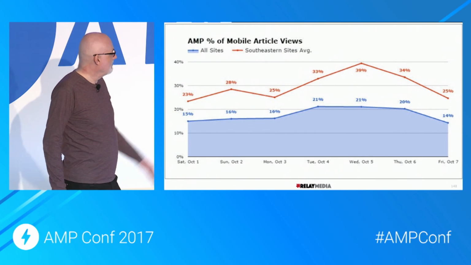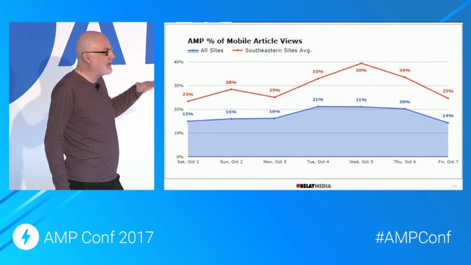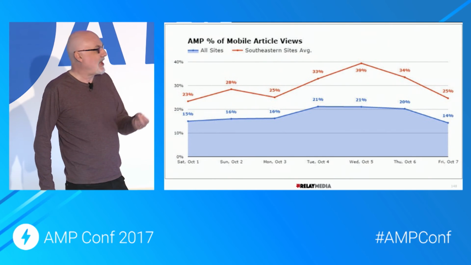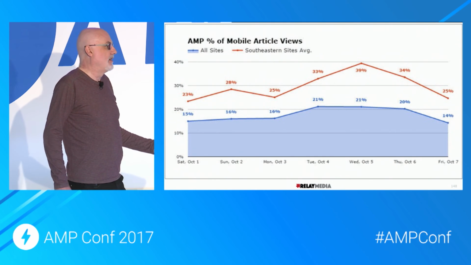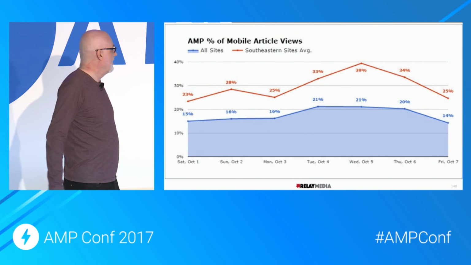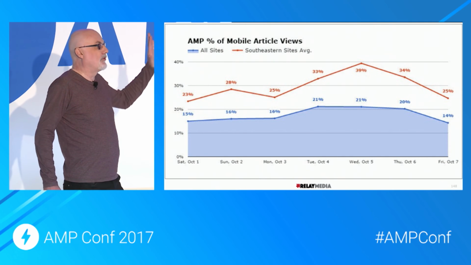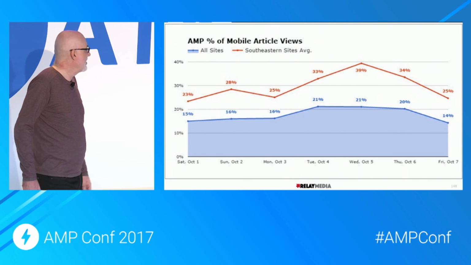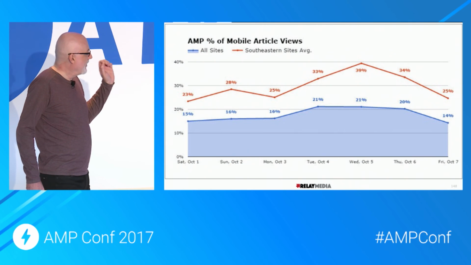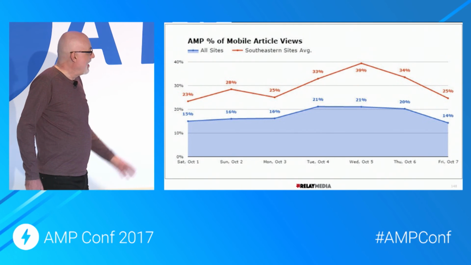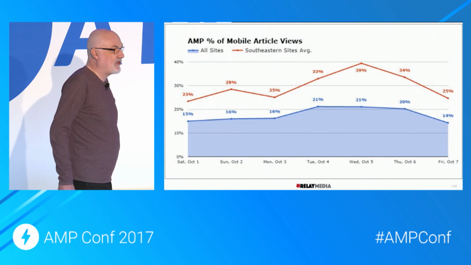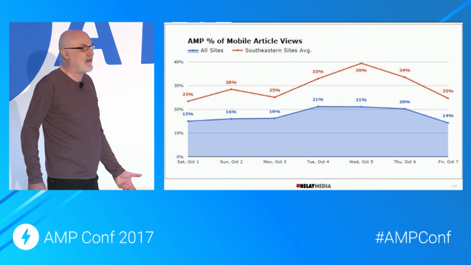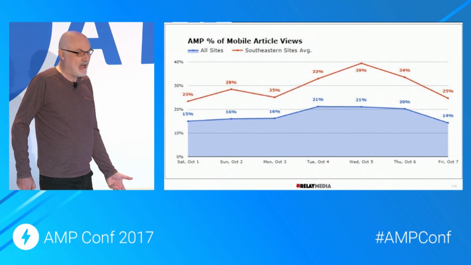And the bottom blue represents all sites. We see typically between 15 to 20% of mobile article traffic is AMP right now. That's all sources, not just Google referrals. And it's articles, not navigation pages and home pages and things. It's actual article pages. During the hurricane for the southeast United States, the averages there got as high as 40%, and there were spikes into the 60%. So 60% of their mobile article traffic was AMP at that point.